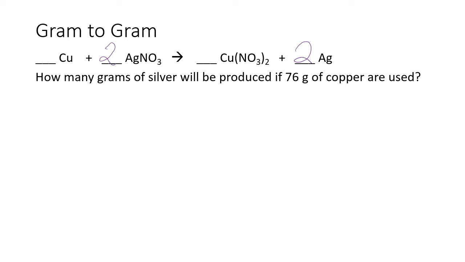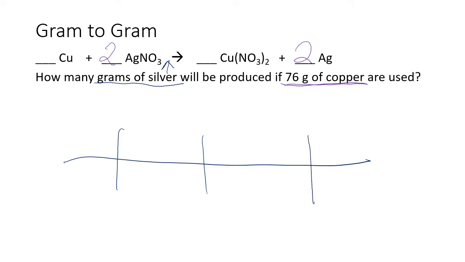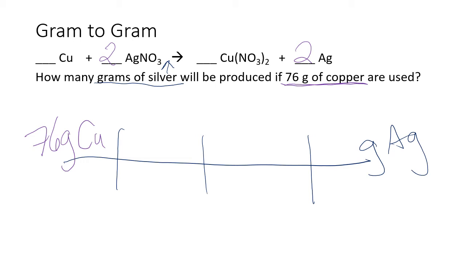So let's go to our problem. It says how many grams of silver, so again I'm going to put that up arrow over here to remind me that it goes on top, is produced when I use this much copper. So I'm going to set up my train tracks, and I'm going to put my given on top. So I've got that 76 grams of copper. And I'm going to put my grams of silver on top here.